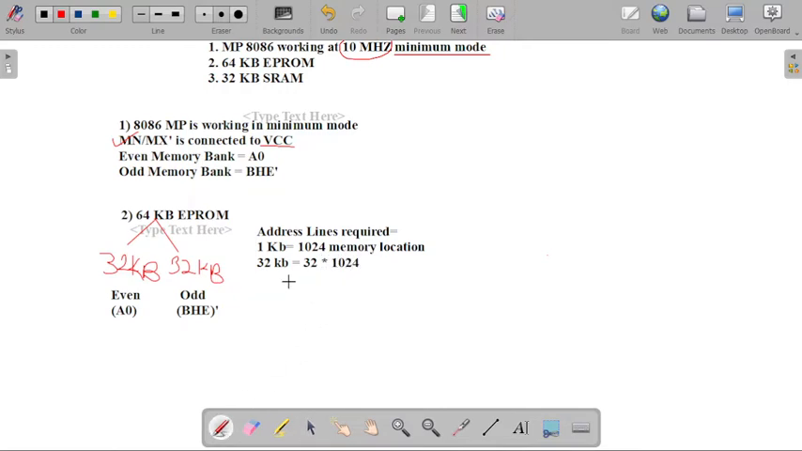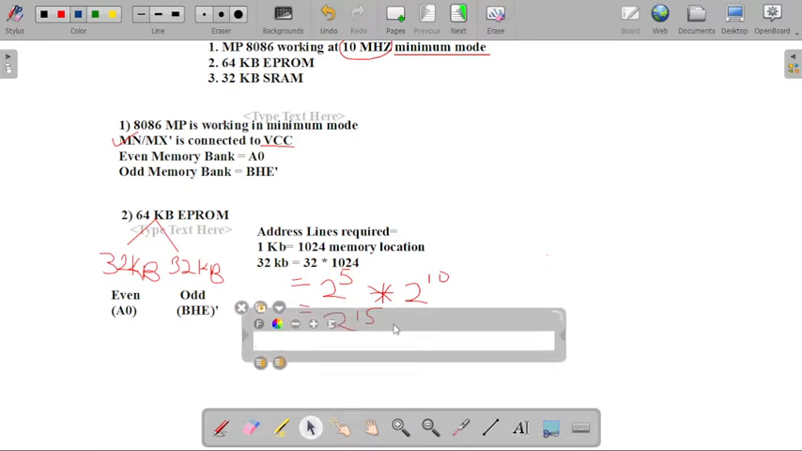Whenever I consider 32 KB, instead of 32 I will write 2 raised to 5, and for 1024, I will write 2 raised to 10. So 2 raised to 5 times 2 raised to 10 is nothing but 2 raised to 15. So we got this number as 15. In this case, we require 15 address lines. So you can write 2 raised to 15, and we got the answer. So 15 address lines will be required for our EPROM.